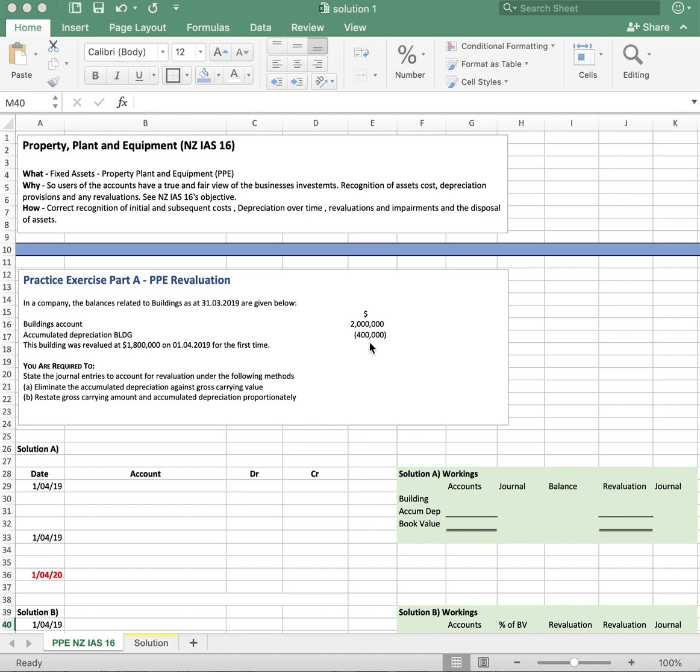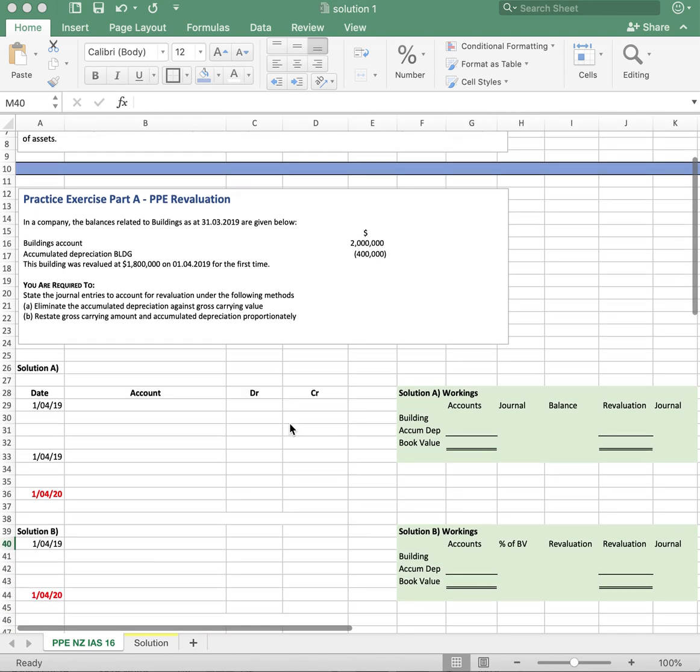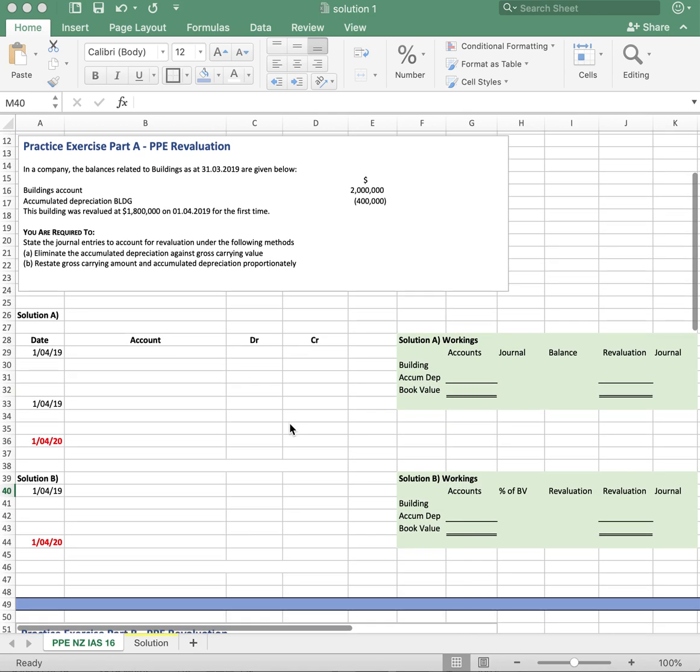What you're required to do is state the journal entries to account for the revaluation under the following methods. Here we can explore two different methods of bringing that in. The net effect in the books is going to be the same, it's just two slightly different ways of doing it, so become familiar with both. The first one, A, is where we eliminate the accumulated depreciation against the gross carrying value.